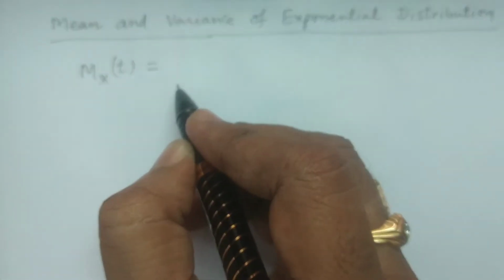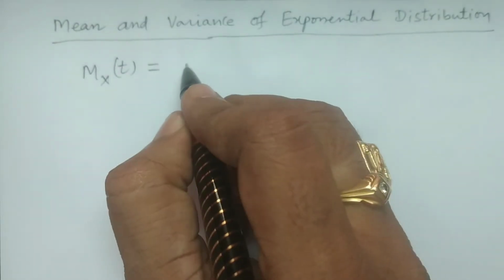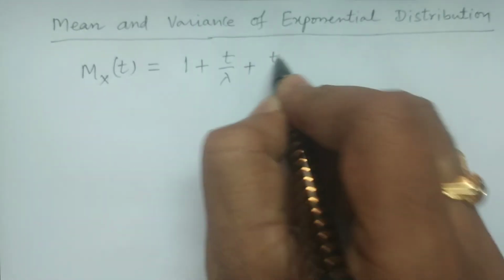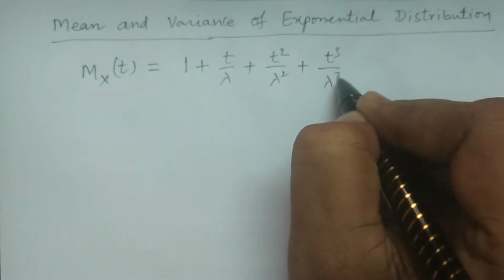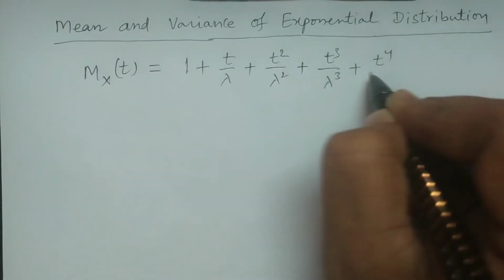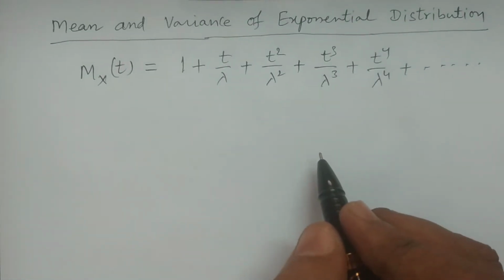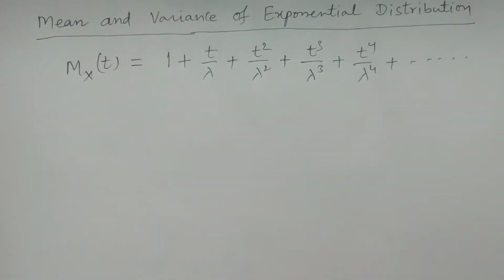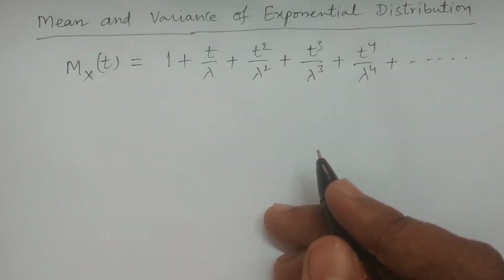It is M_X(t), equal to the second form. I'm writing the second form: 1 + t/lambda + t^2/lambda^2 + t^3/lambda^3 + t^4/lambda^4 + and so on. This is the moment generating function of the exponential distribution. Since the moment generating function provides moments, therefore we are considering the moment generating function.